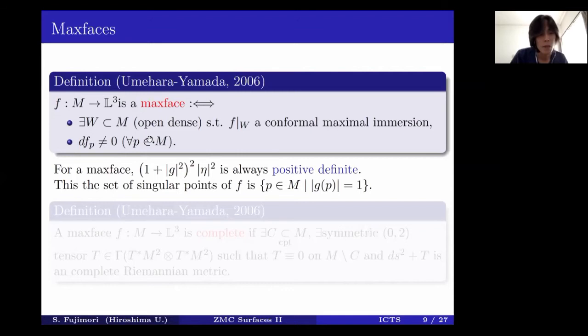So if F is an immersion, the rank of DF is always 2. And at a singular point, the rank of DF is less than 2. But we assume that the rank of DF is never 0. So at a singular point, the rank of DF is always 1. And for the maxface, by this definition, this is always positive definite. So this is not the first fundamental form of F, but the first fundamental form of the minimal surface with the same Weierstrass data. The first fundamental form of F has a minus here. So the first fundamental form can degenerate, but this is always positive definite, we can see. So the zeros of eta are not singular points of F.